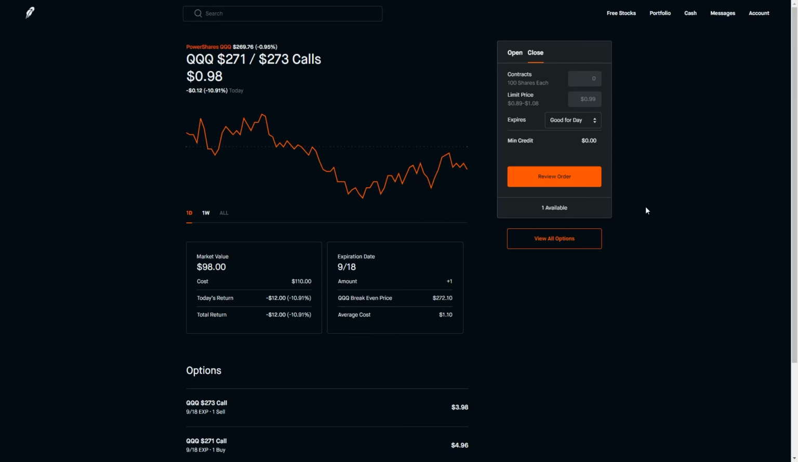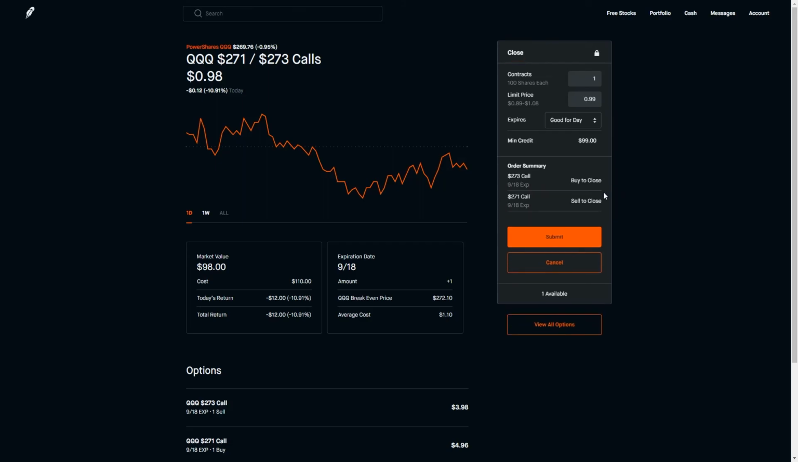To close a debit spread, you want to make sure you click close and put the amount of contracts you want to sell. One. And to get filled faster, you would have to go closer to the bid price, or you could just wait to get filled at whatever price you want. Then you're going to want to click review order, and then you're going to want to click submit. Alright, that's how you trade debit spreads.